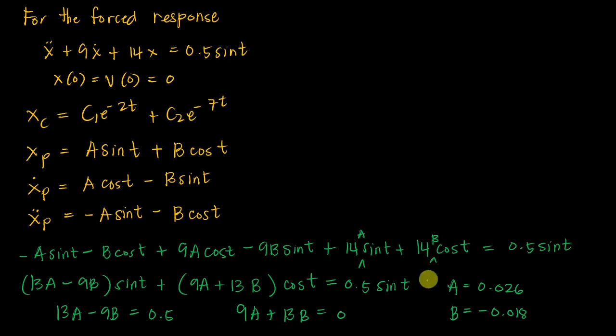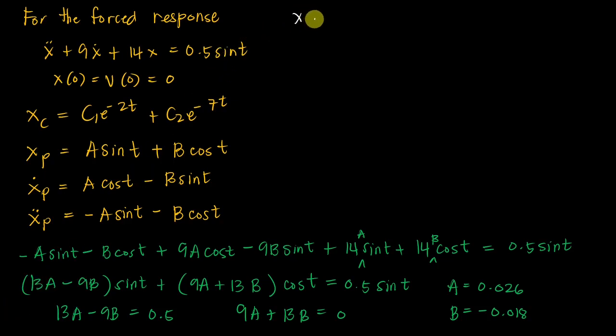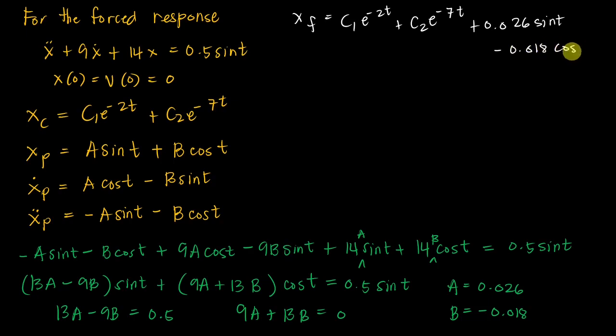So, we now have the values of A and B. We can substitute those for XP. And since we now have XC and XP, we can get the forced response. Let's write it here. XF is C1 e to the negative 2t plus C2 e raised to negative 7t, then A, 0.026 sin t minus 0.018 cosine t. So, we now have XF.